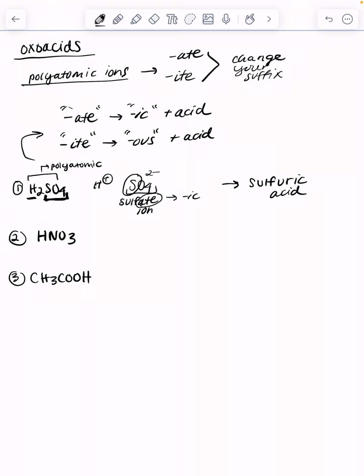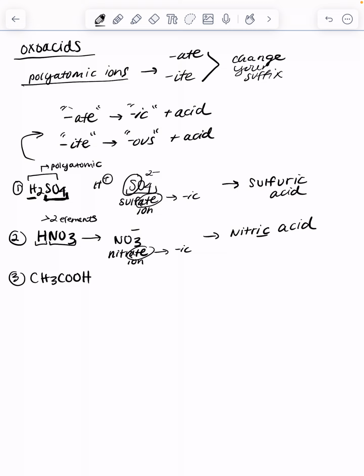So next one, HNO3. Well, I have more than 2 elements, so I know that I'm following my oxo acid naming rules. So my hydrogen will be my cation, and my NO3 will be my anion. So what is this anion? NO3. It's a -1 charge, and I'm thinking that this is going to be nitrate because I studied my polyatomic ions. So this is a nitrate ion. Same thing is going to happen: I'm going to change this ate to an ic, right? So instead of nitrate, nitric acid. Nitric acid, right?